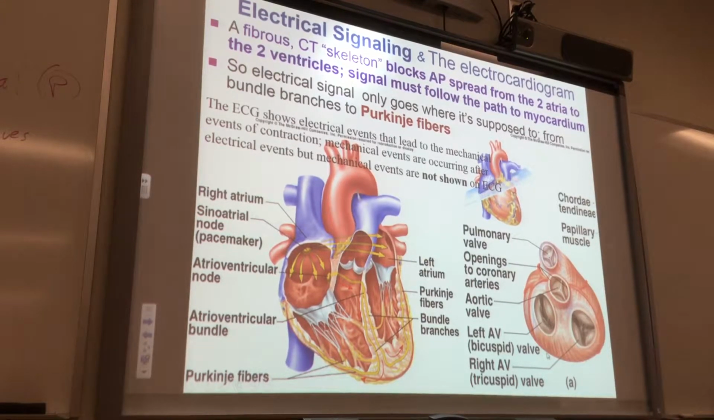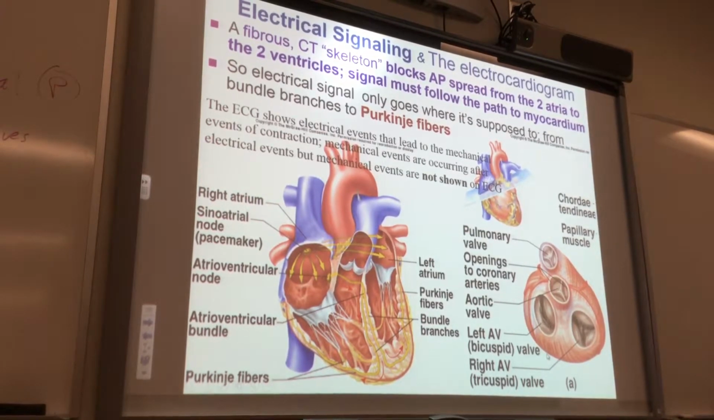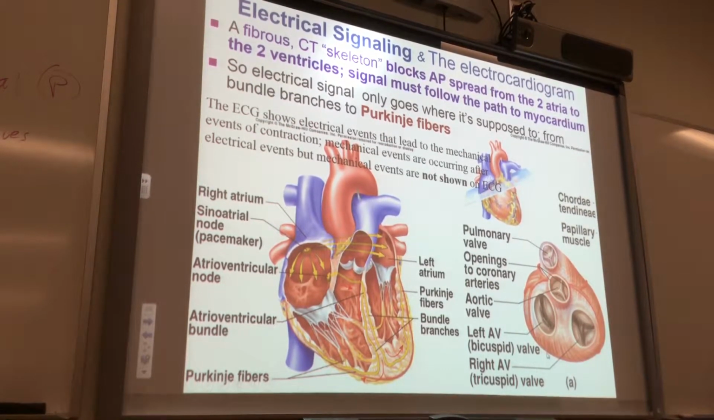Now we're going to look at the ECG, and then you guys are going to get on the machines here, these little blue boxes, and do ECGs on each other, or you'll pick one person in your group and do an ECG on them. The ECG, or electrocardiogram, shows electrical events that lead to the mechanical events of contraction. The electrical events have to occur first, then the mechanical events occur, but you don't see the mechanical events on the ECG. You just see electrical events.